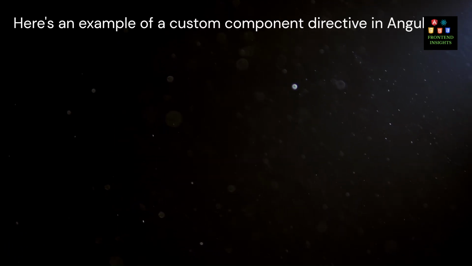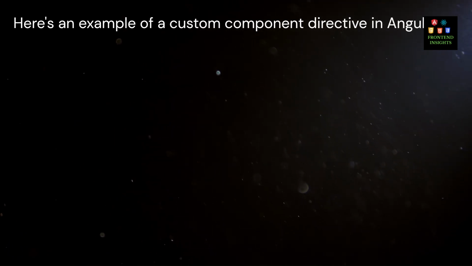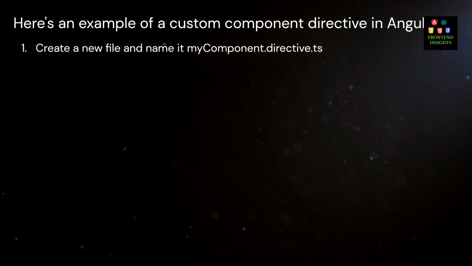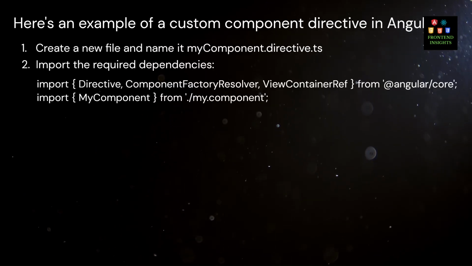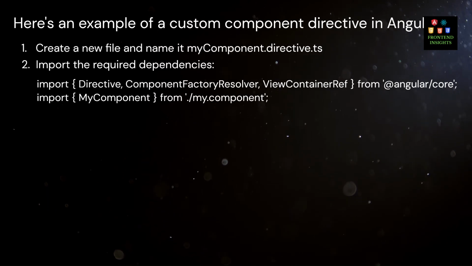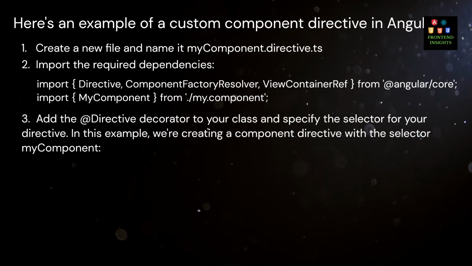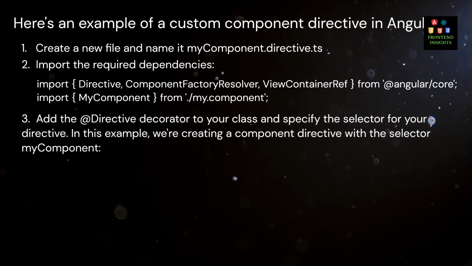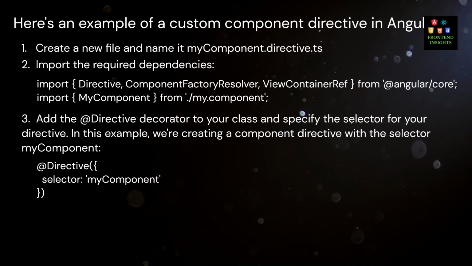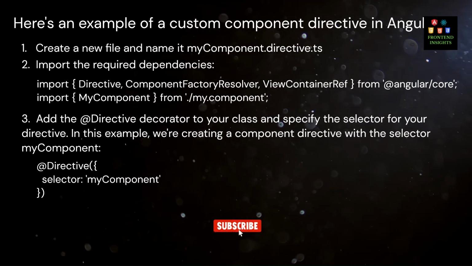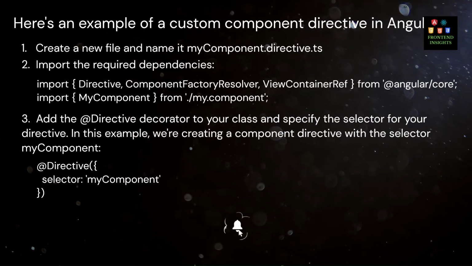Here is an example of a custom component directive in Angular. Step 1. Create a new file and name it mycomponent.directive.ts. Step 2. Import the required dependencies. Step 3. Add the @Directive decorator to your class and specify the selector for your directive. In this example, we are creating a component directive with the selector myComponent.